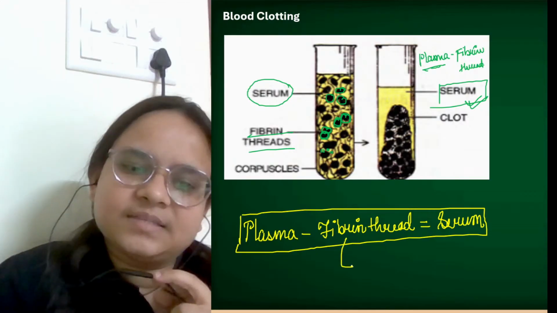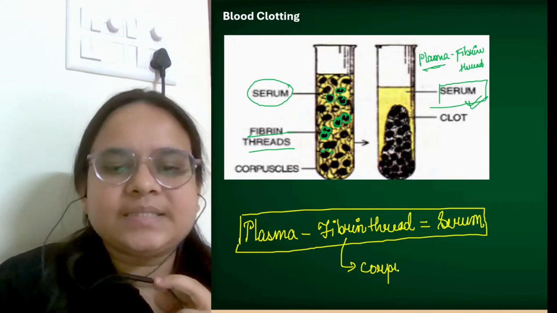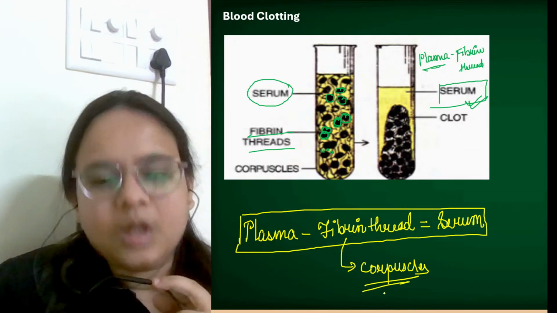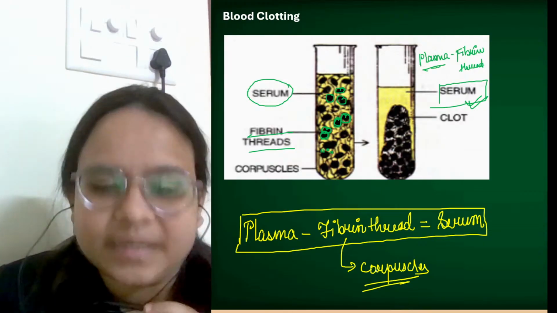And inside this fibrin thread, we know that all the corpuscles get trapped. What are the corpuscles? RBCs, WBCs, and the platelets, right?